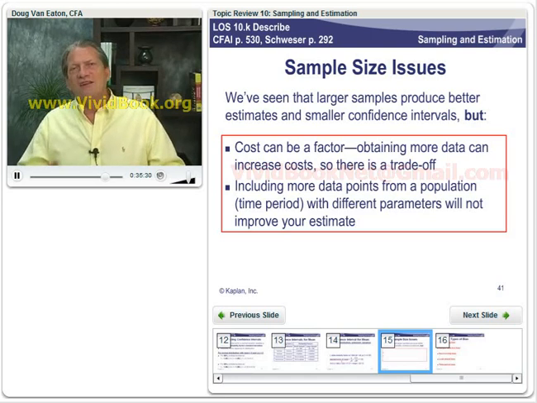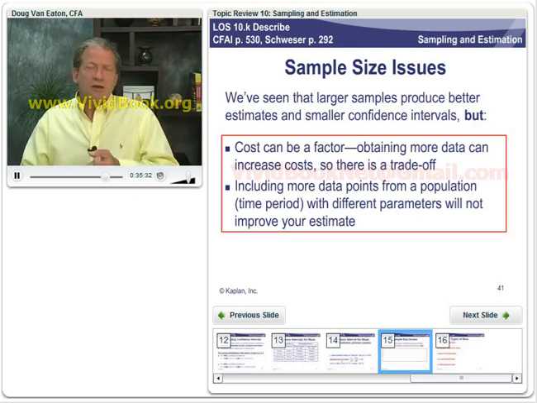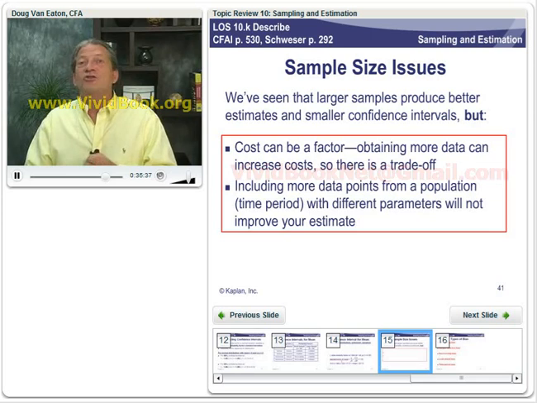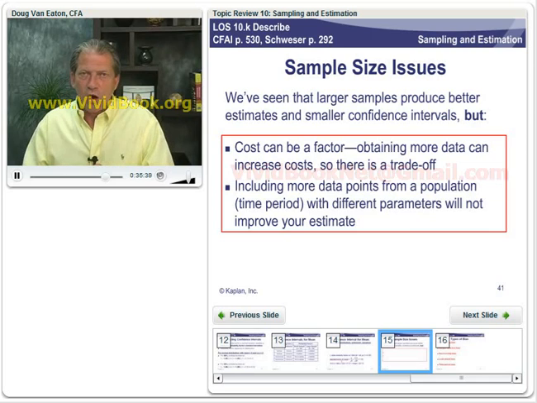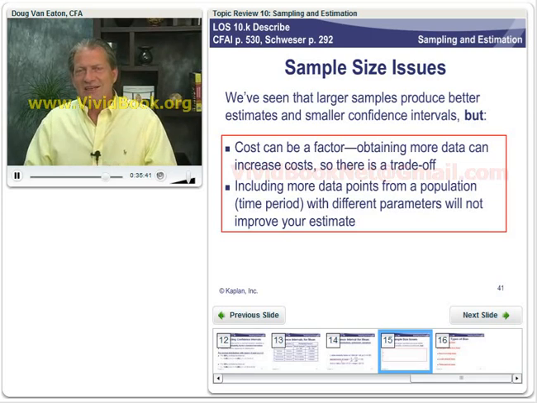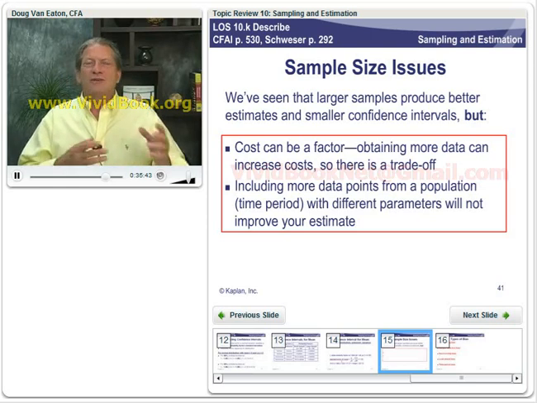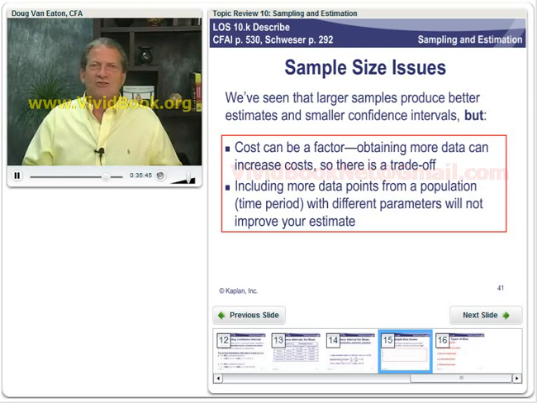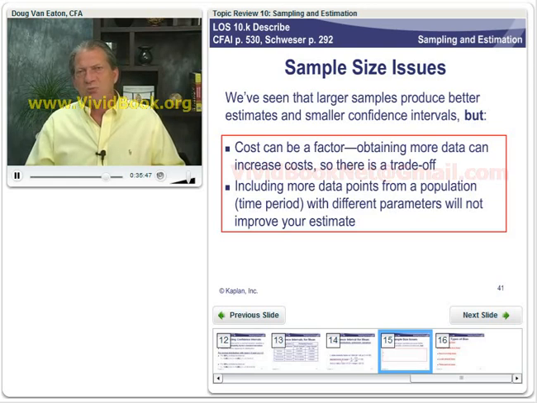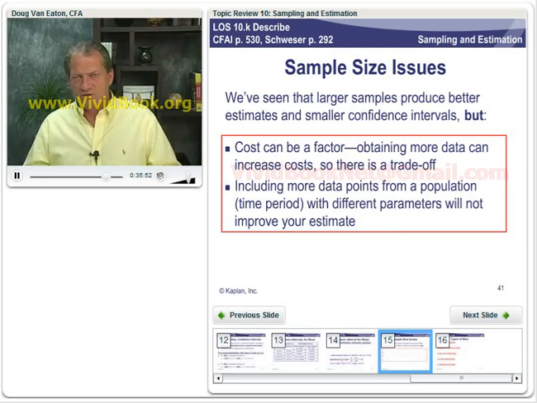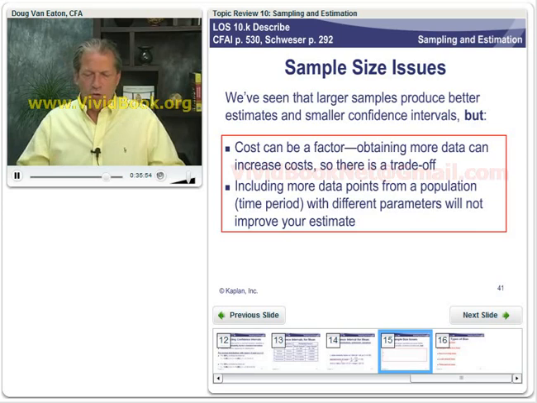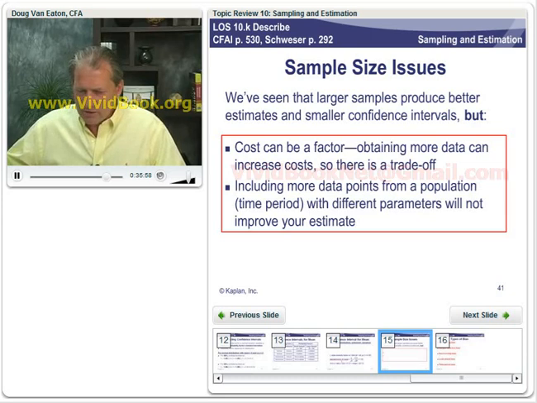Yes, more data is better, but one, the increase in accuracy may not justify the additional cost. And secondly, adding more data from a time period when you think the process or the underlying economic relationship was different isn't going to improve your estimate of that relationship over a separate period. Okay, the last thing we want to look at is some types of bias here.